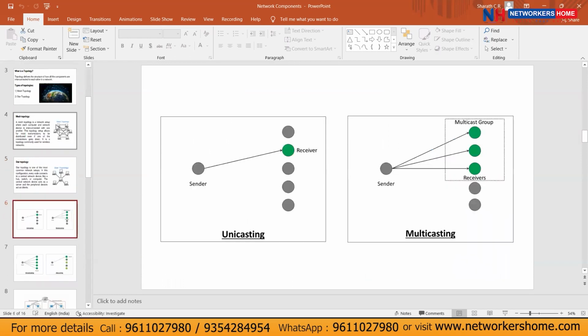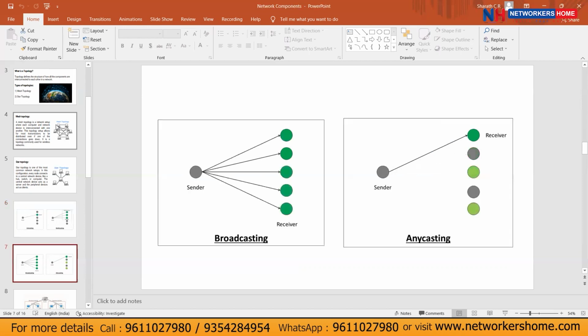Okay. Then we saw what is unicasting, multicasting. What is unicasting? One-to-one communication is known as unicasting. What is multicasting? One to few or selected number of members in the group or in the network. Okay. What is broadcasting? One to all. Okay. And what is anycasting? Communication from one host to the nearest host in the network. Correct.